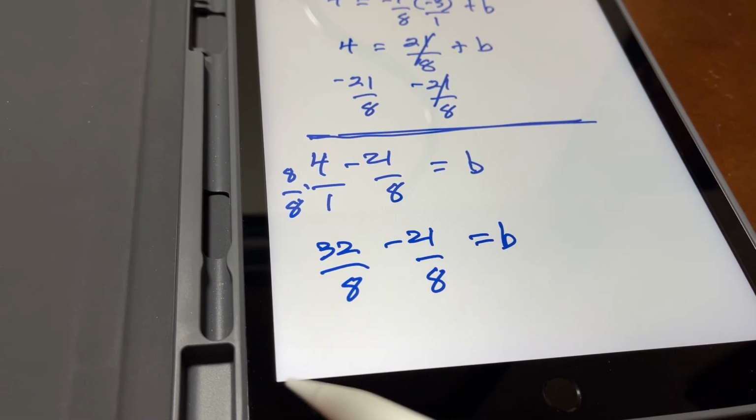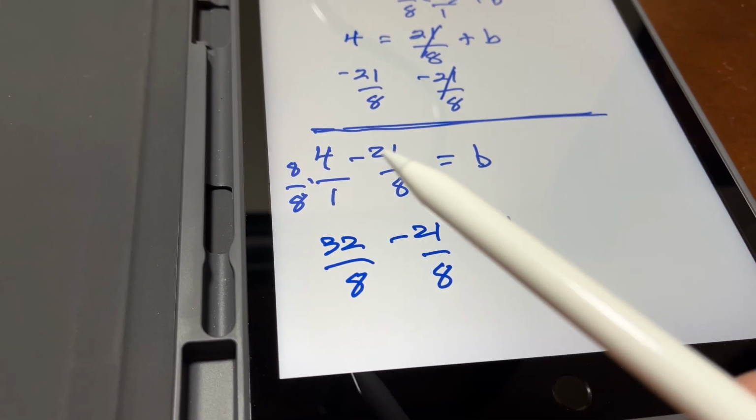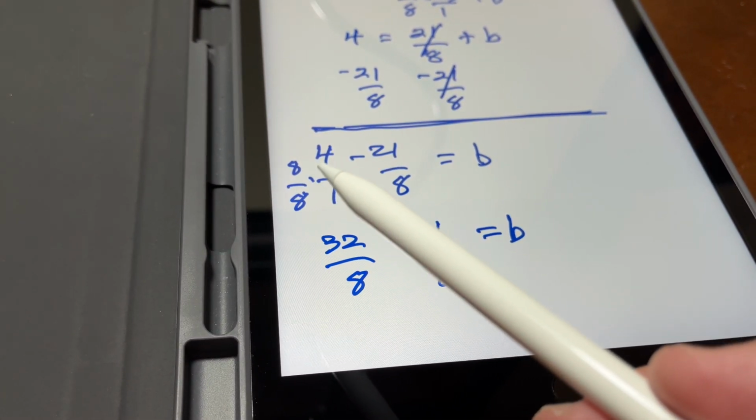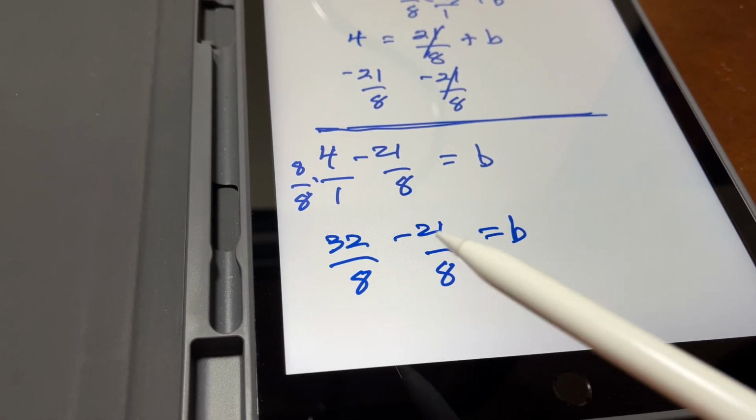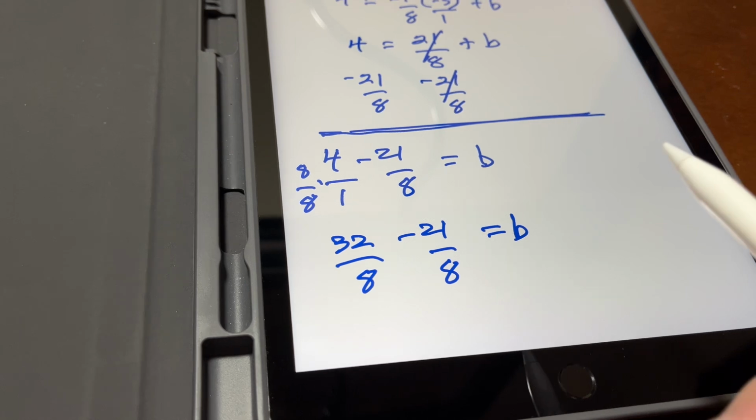When you add and subtract fractions, you have to have a least common denominator. So I multiplied by 8 over 8. 8 times 4 is 32. 8 times 1 is 8. Anyway, what's 32 minus 21? What is that, 11?